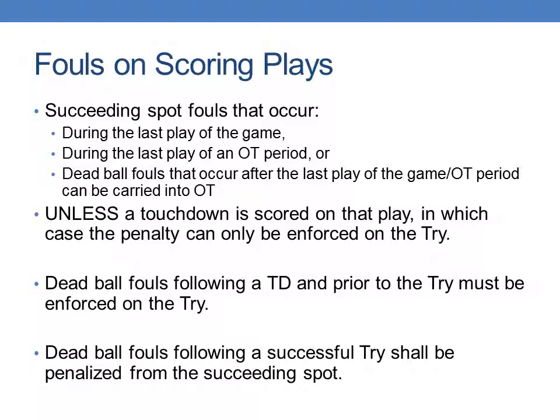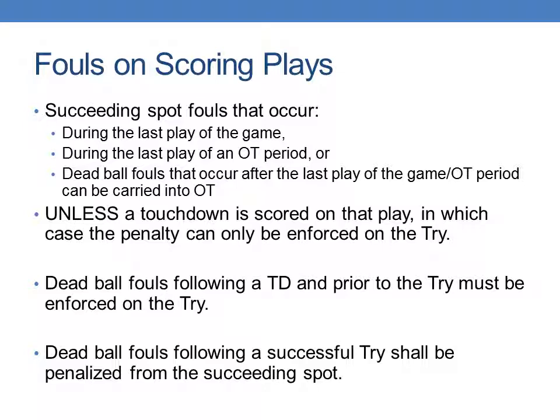But a dead ball foul that follows a successful try shall be penalized from the succeeding spot. So I score the successful try. Now I'm up 8 points. At the end of my series, I spike the ball. We have a flag for unsportsmanlike conduct. That penalty can be enforced from the succeeding spot to start my opponent's series. In this case, it would be half the distance to the goal, and it would be 1st and goal at the 5-yard line.